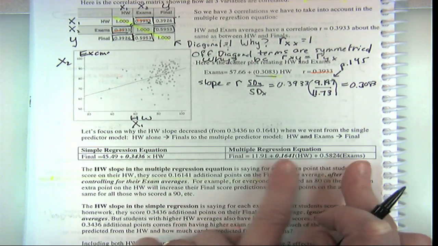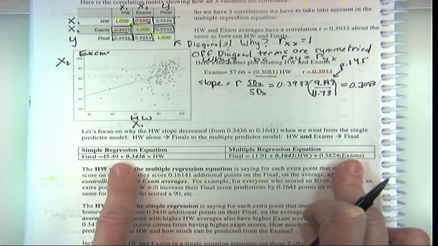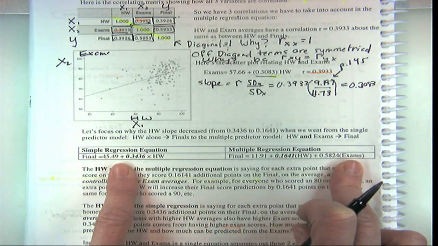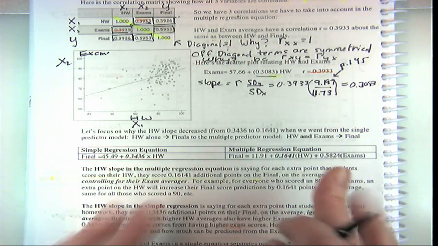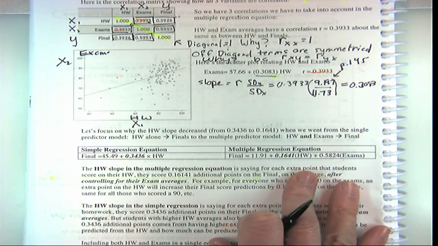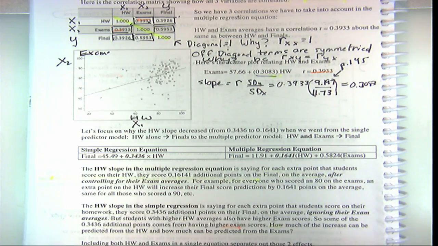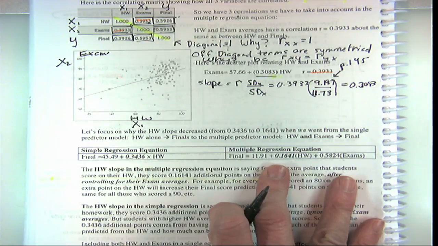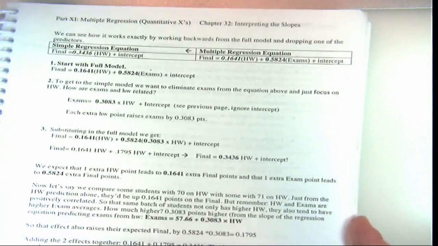It's very easy to go from the multiple regression equation to the simple one, so that you can understand better where these terms come from. So that's what I'm looking at. I'm going to show you how to do that. All right, so let's do that on the next page.